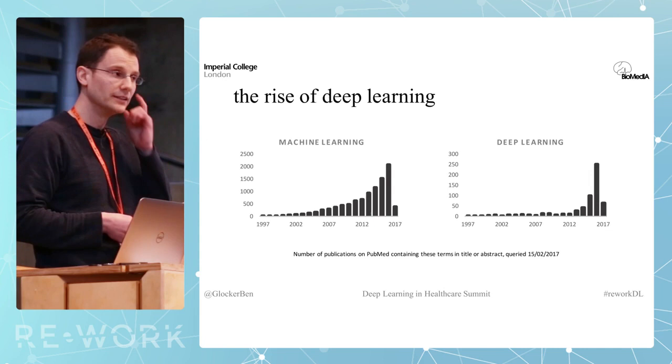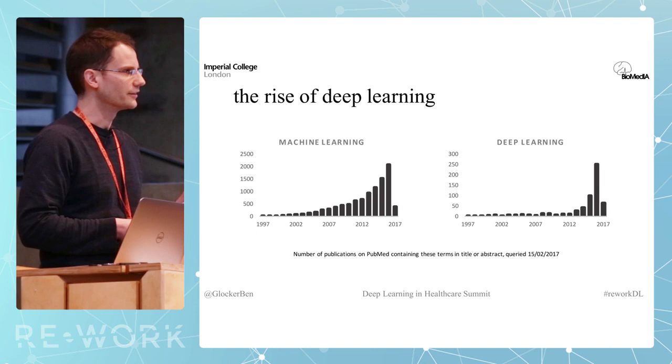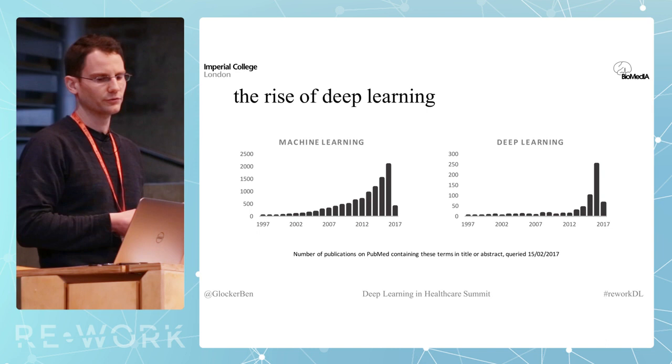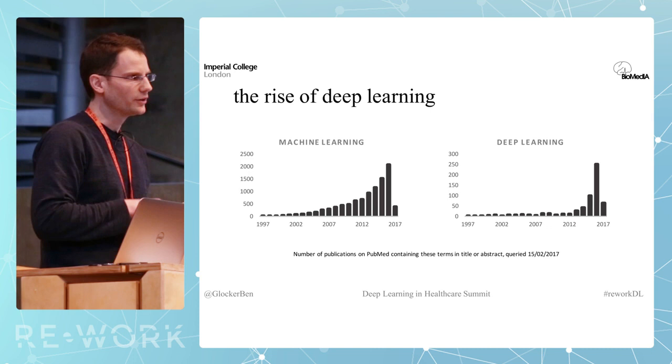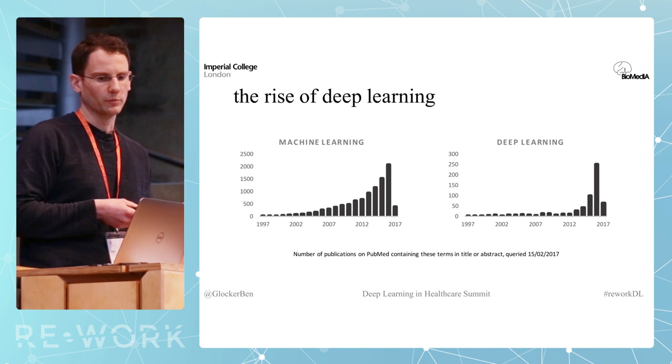So I did this query on PubMed, the publication database for medical and clinical publications. If you query for machine learning in the title and abstract, then you have this nice trend, quite predictable, with the trend of using more and more data-driven approaches. However, if you do something similar with deep learning, it's less of a trend. It's more of a disruption. So you basically see there wasn't much at all, and then very suddenly, there was this huge jump in the number of publications.